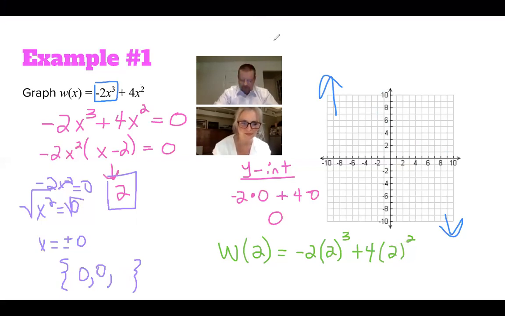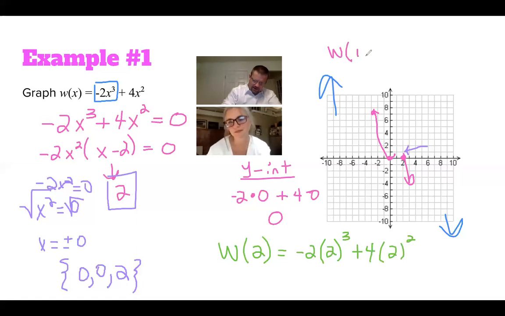And I can't believe neither of us caught that. So it goes here and here. And I know that this end has to go up and it's going to bounce and then it's got to come back down through this. Right? So now actually what I want to do is find W of 1. That might be a helpful point to find.